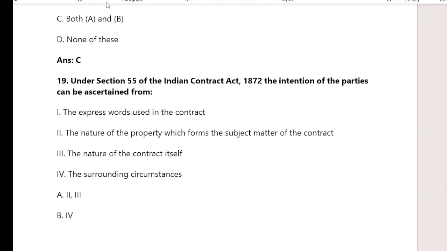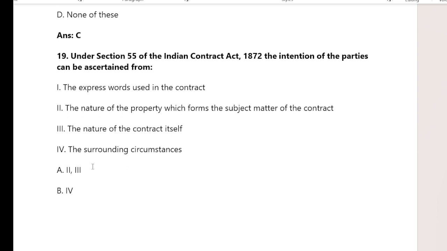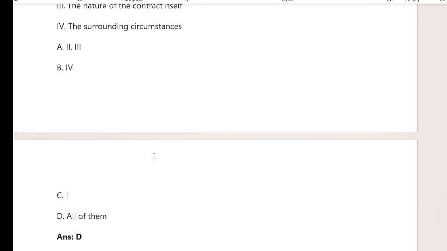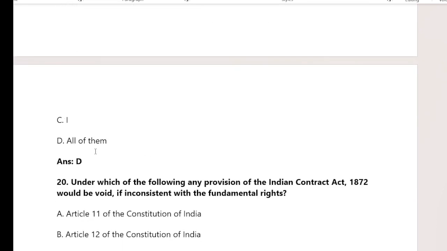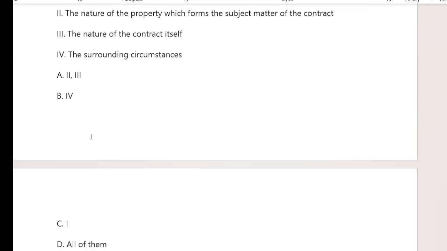And the next question is, under section 55 of Indian Contract Act 1872, the intention of a party can be ascertained from option A, the expression or words used in the contract. Statement 2 is the nature of a property which forms the subject matter of the contract, and statement 3 the nature of the contract itself, and statement 4 is the surrounding circumstances. Then option D is the right answer, meaning all the statements are correct.